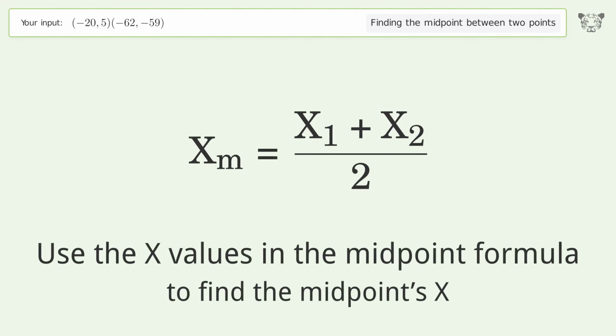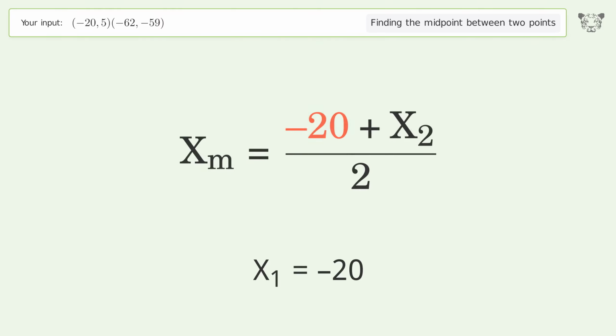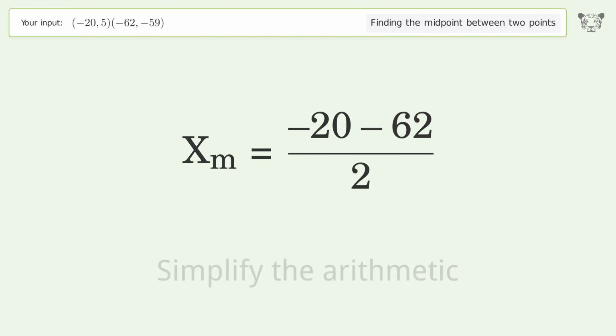Use the x values in the midpoint formula to find the midpoint's x. x1 equals -20. x2 equals -62. Simplify the arithmetic.